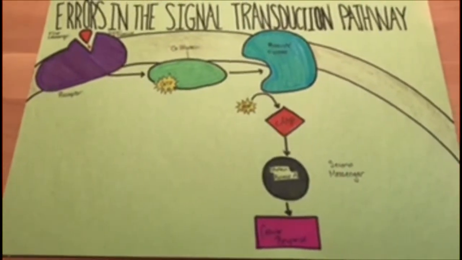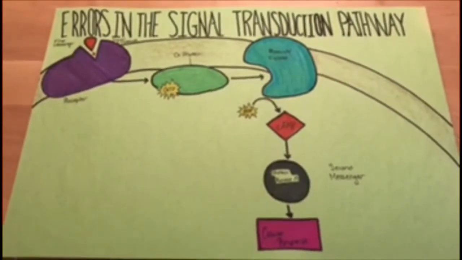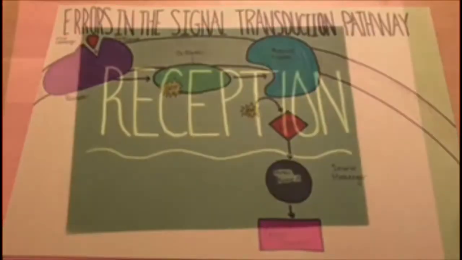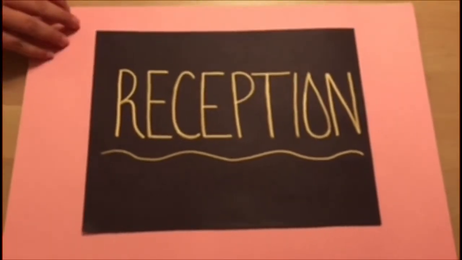In neurons with Parkinson's disease, this pathway never occurs because the dopamine never reaches the receptors. Reception: the error that causes Parkinson's disease occurs during reception.